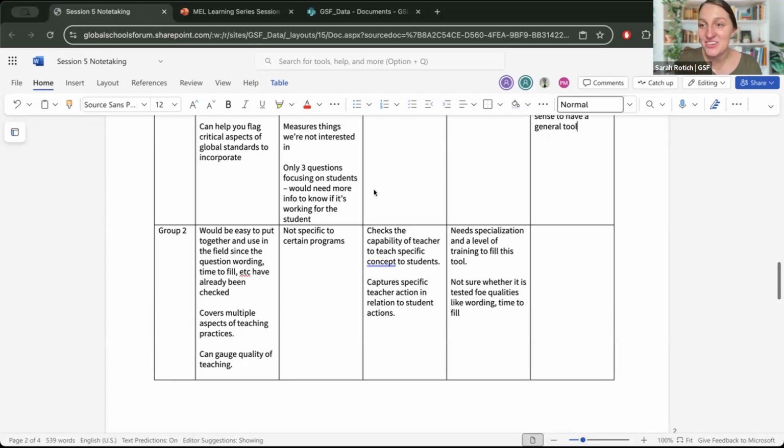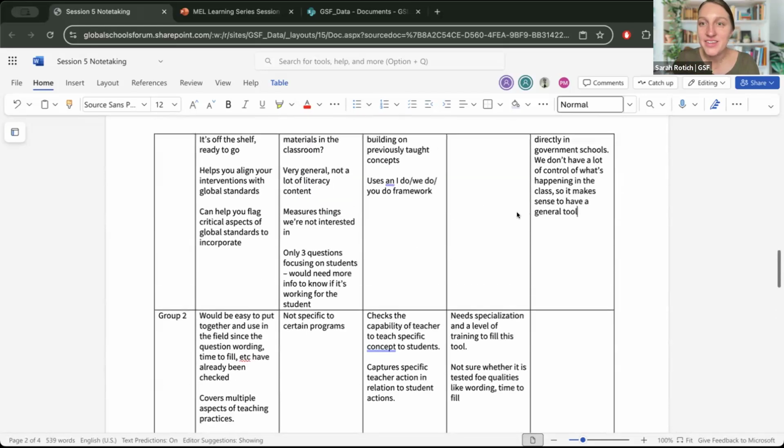Great. Those are all such great points. And it's always interesting to hear about everyone's own backgrounds and what's working in their programs already. So thanks so much for your engagement there.